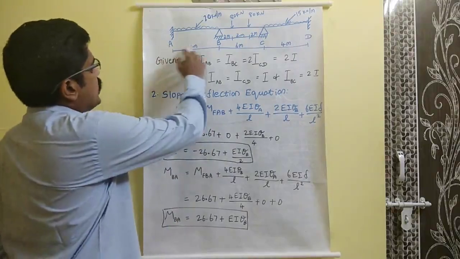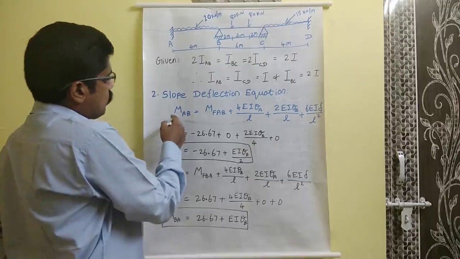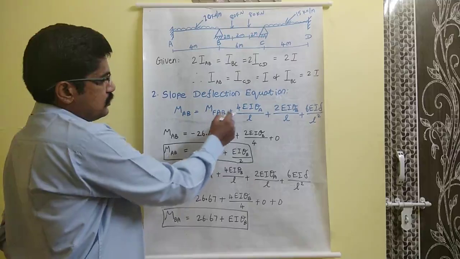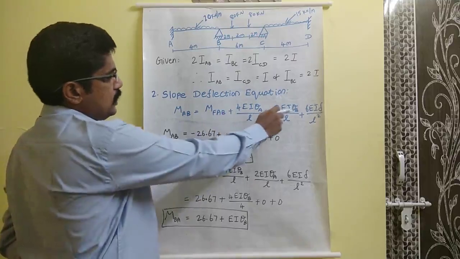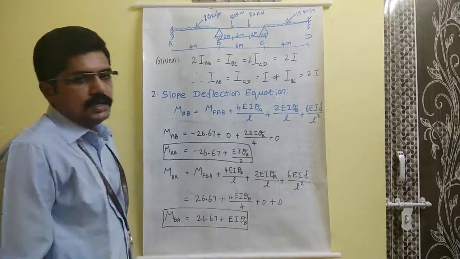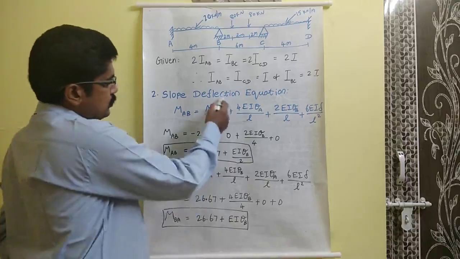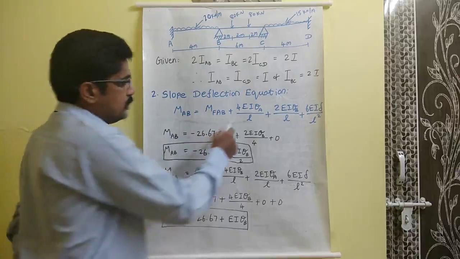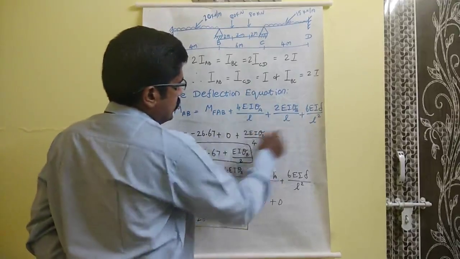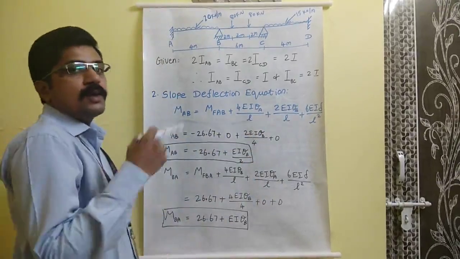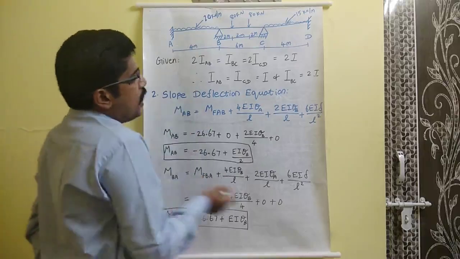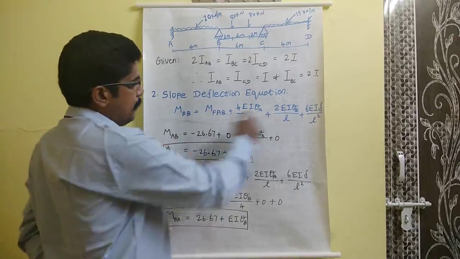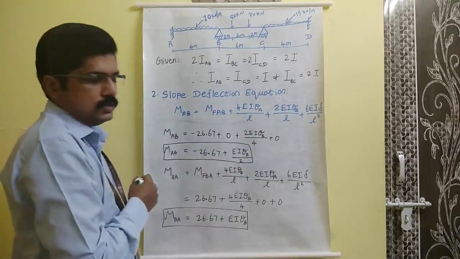First we are going to take the member AB. So I am writing first at A: MAB equal to, we know the formula, M of AB plus 4EI theta A by L plus 2EI theta B by L plus 6EI delta divided by L square. Here M of AB is nothing but the fixed end moment, and theta A and theta B are the rotations at points A and B, and delta is how much a point is sinking. By combining this, we can write the slope deflection equation.